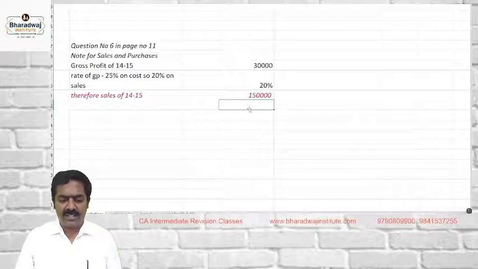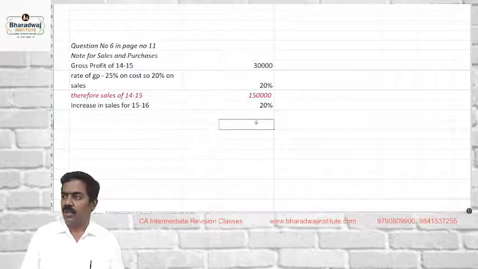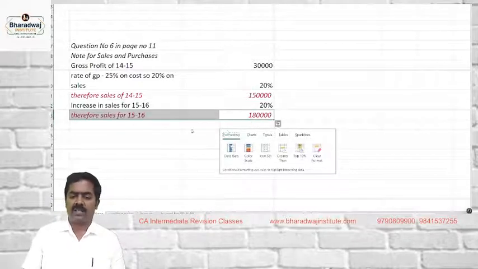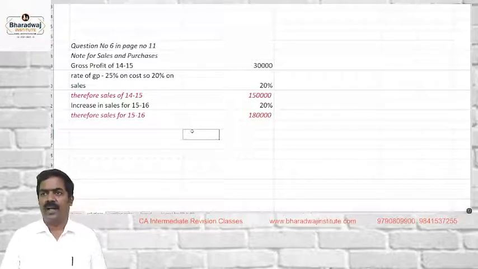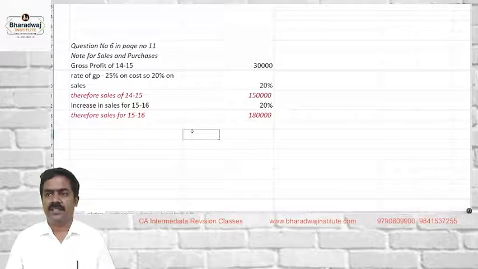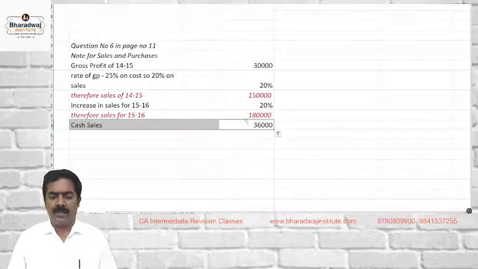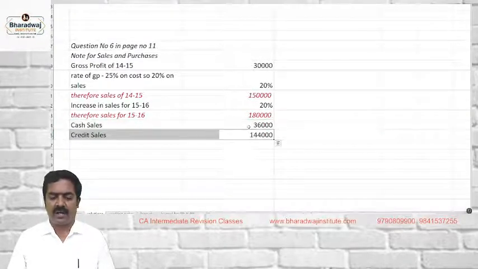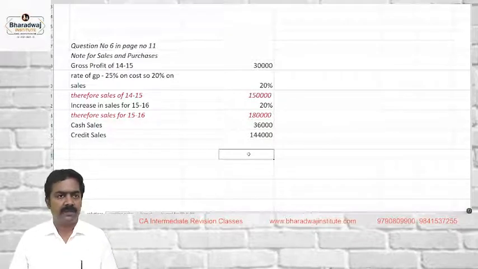Should we take it as a sales for the current year also? No. Increase in sales, we are given how much? 20% means current year sales would have been how much? 1,80,000. In this, what is the cash sales, credit sales? Yeah, 20% is cash sales, remaining is what? Credit sales. Remaining is credit sales.